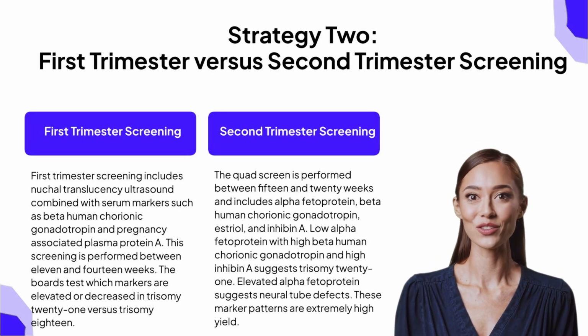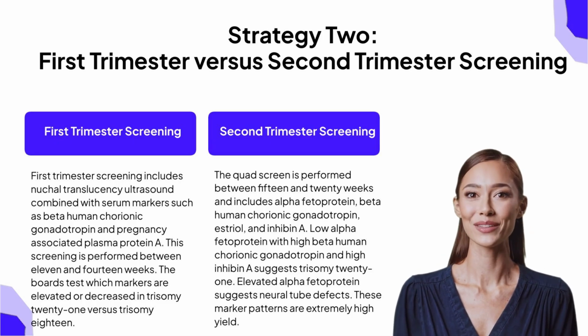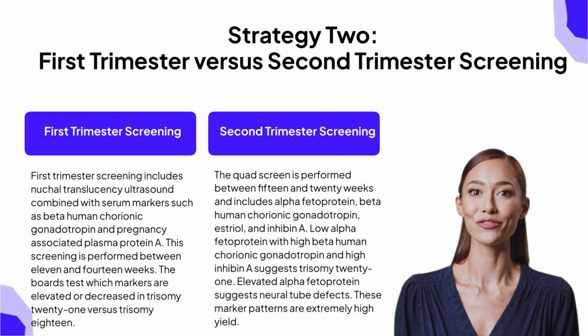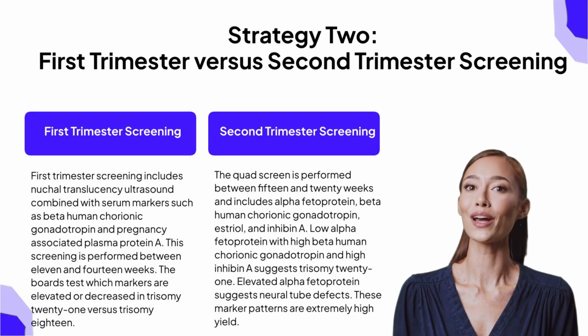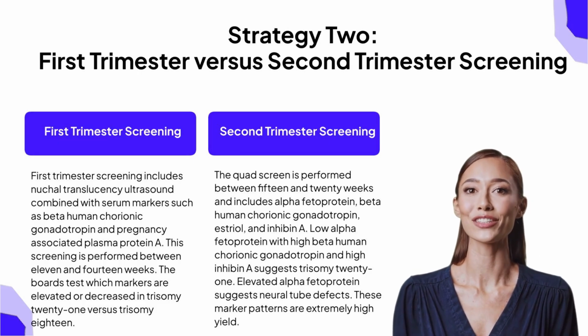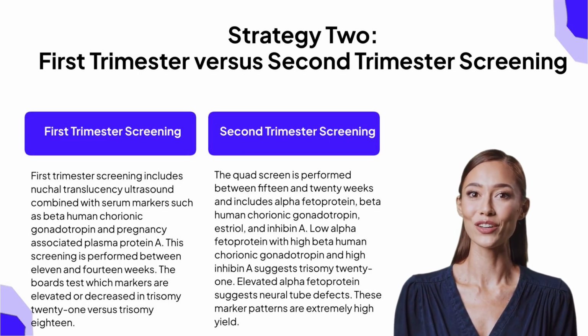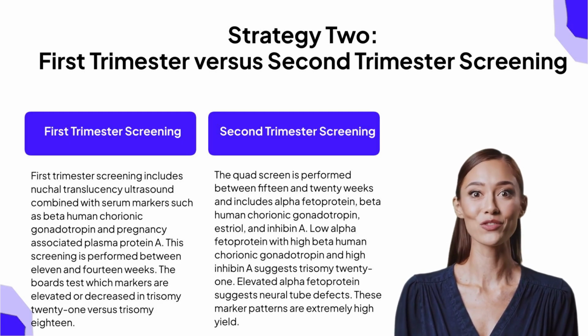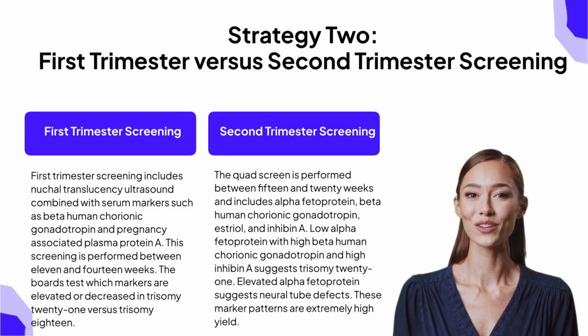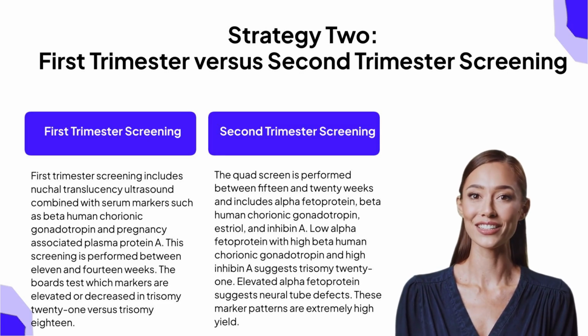Strategy 2 focuses on first trimester versus second trimester prenatal screening because the boards test these marker patterns frequently. For first trimester screening, performed between 11 and 14 weeks, you combine nuchal translucency ultrasound with serum beta human chorionic gonadotropin and pregnancy-associated plasma protein A. In trisomy 21, beta human chorionic gonadotropin is elevated and pregnancy-associated plasma protein A is decreased.